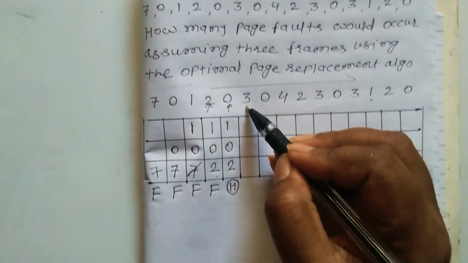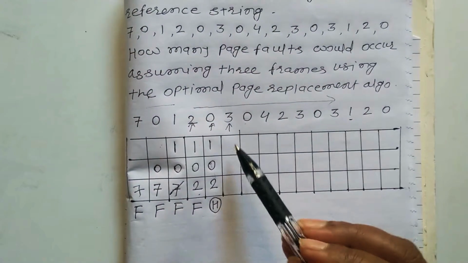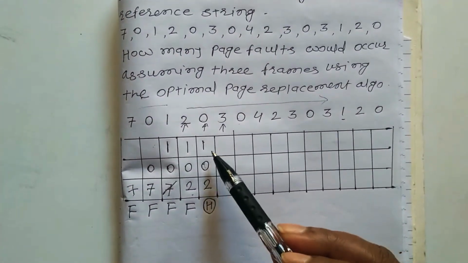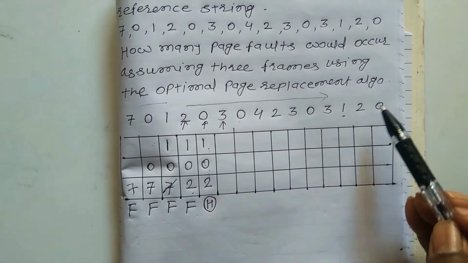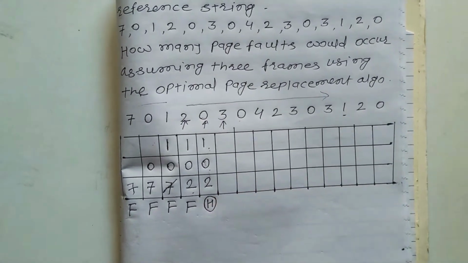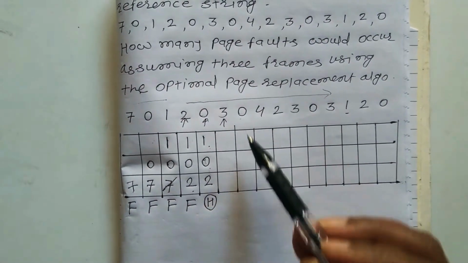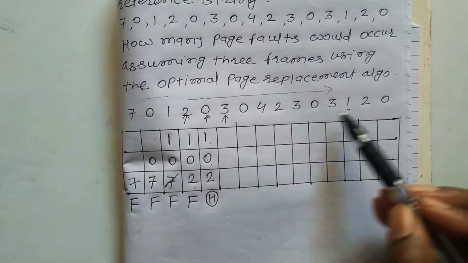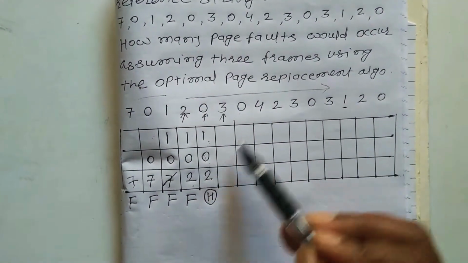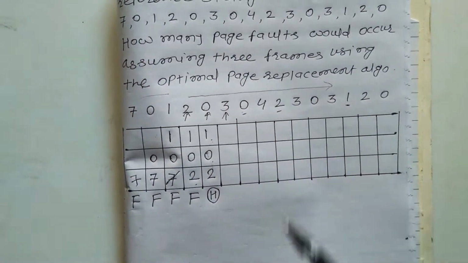Now the next page you want to insert is 3. To insert this 3, you have to check the positions of 1, 0, 2 on the right hand side of this 3. You have to replace a page which is far away from this 3. If you see, this 1 is here, then 0 is near, and 2.